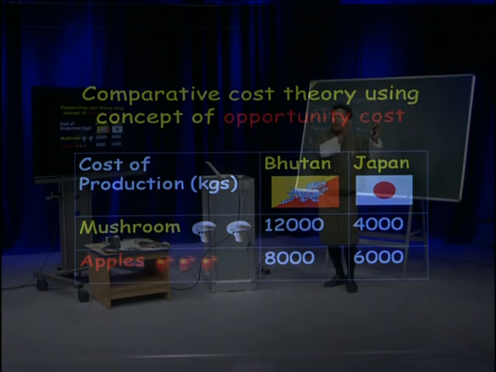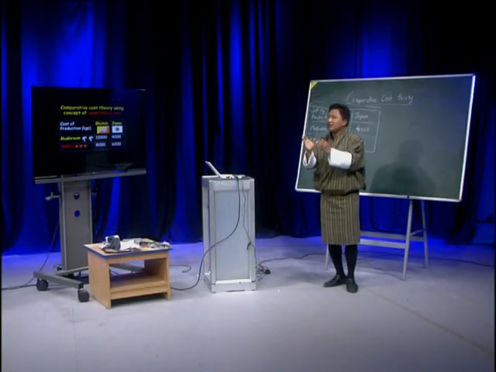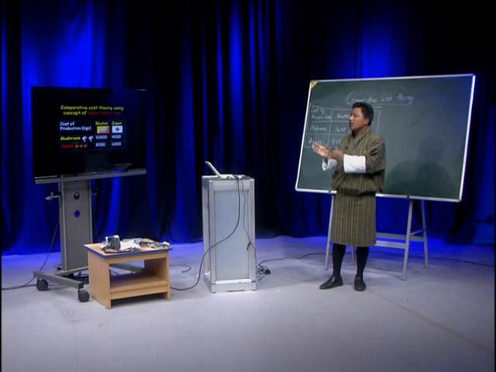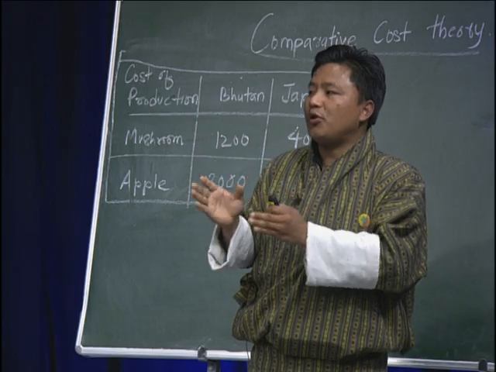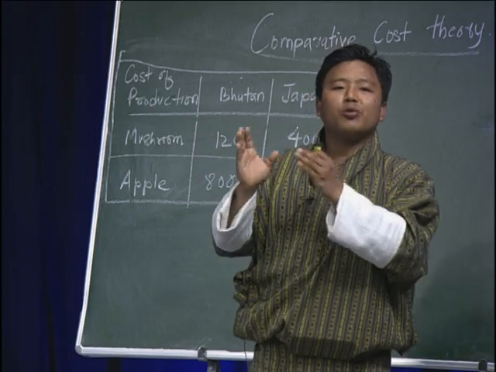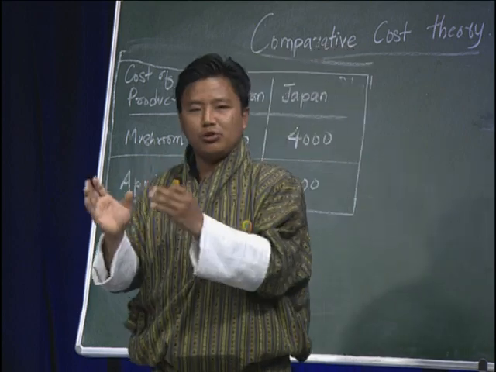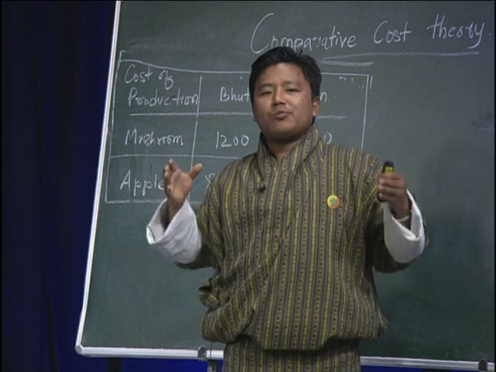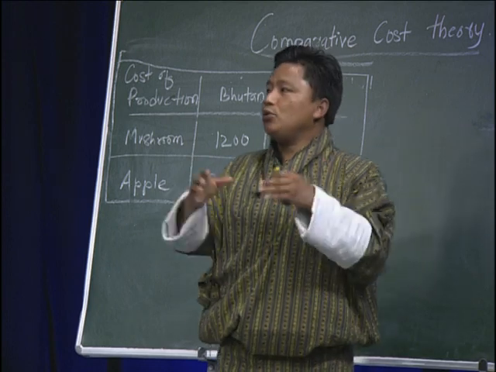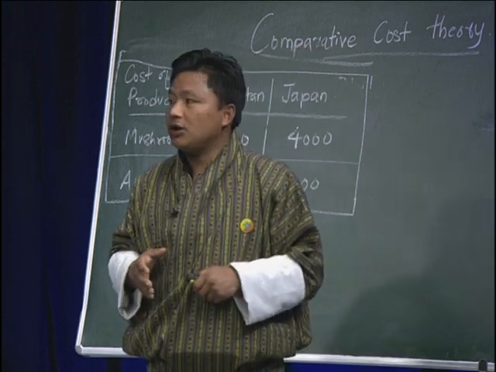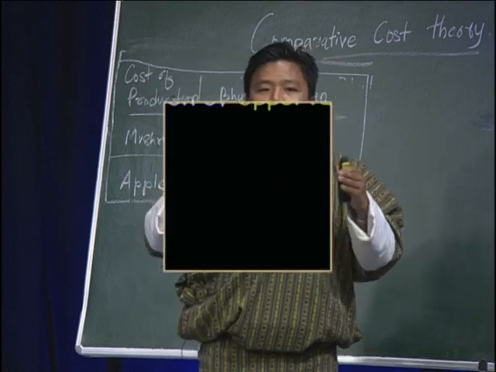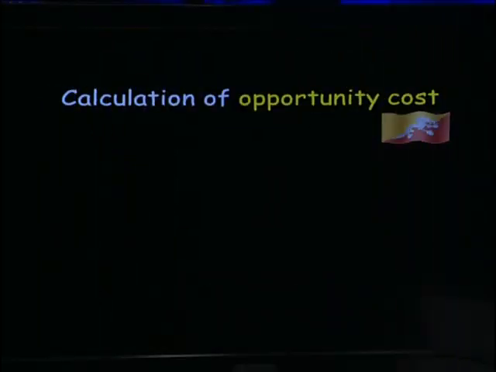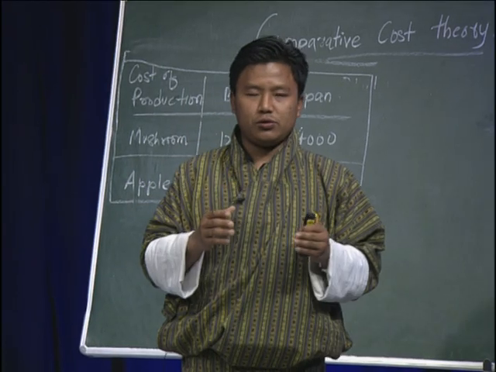Because with the fixed or given resources, Japan can produce less amount of mushroom and less amount of apple compared with Bhutan. Now let us go and explore further, and let's do the calculations of opportunity cost. Before we do calculations, let me remind you what is meant by opportunity cost.